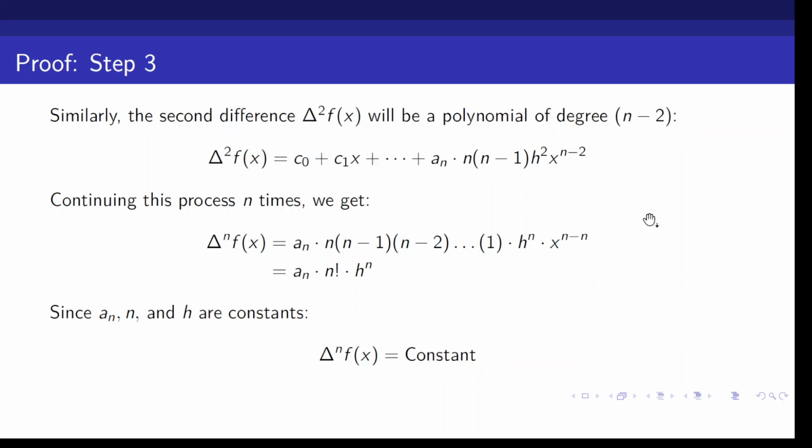Continuing this process n times, we get delta power n f of x is equal to the last term only remains, all the remaining terms get cancelled since it is the difference: an into n factorial into h power n. This x power 0 becomes 1. Since here an and n and h are constant, the delta power n f of x must be equal to a constant.